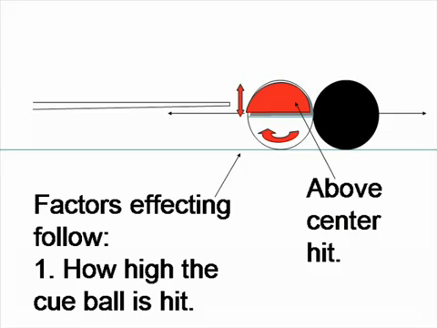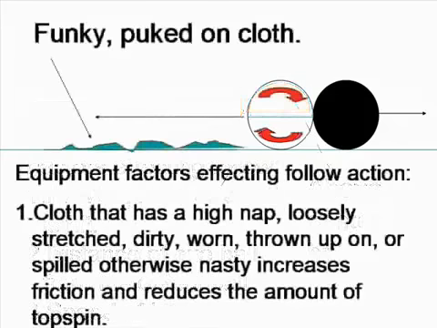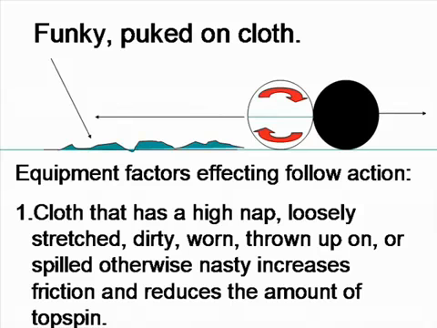Number one, how high the cue ball is hit. Second, the distance of the cue ball from the object ball. And third, the speed of the hit. There are several equipment factors that affect follow action.